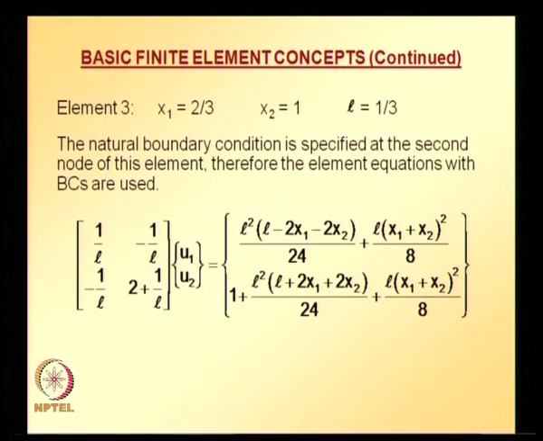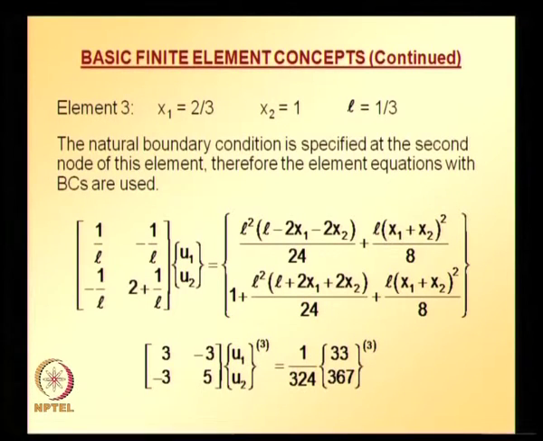And now element 3, the local node 1 coordinate is 2 over 3, local node 2 coordinate is 1. Here for element 3, x is equal to 1 is part of this element. So, we need to use the element equation system that we developed with boundary conditions. Here the natural boundary condition is specified at the second node of this element, therefore, element equation with BCs is used here, and plugging into this equation system x1, x2 values and length of the element, we get element equations for element 3.